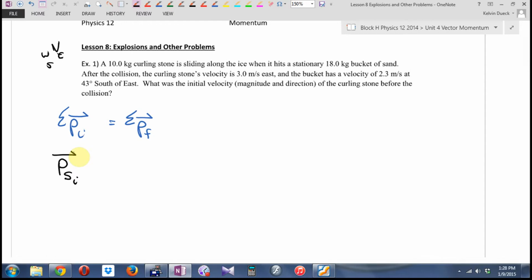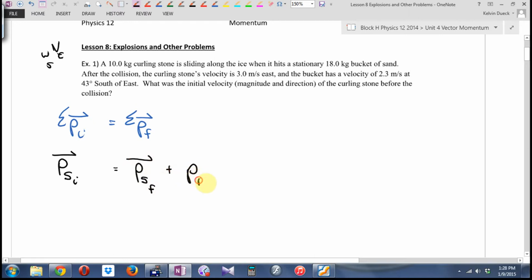Wham, they collide. After the collision, what's moving? Mass 1, mass 2, the stone, the bucket, or both? I think both. Elastic or inelastic, stuck together or bounce off each other? Elastic. So it's going to be momentum of the stone final, momentum of the bucket final.